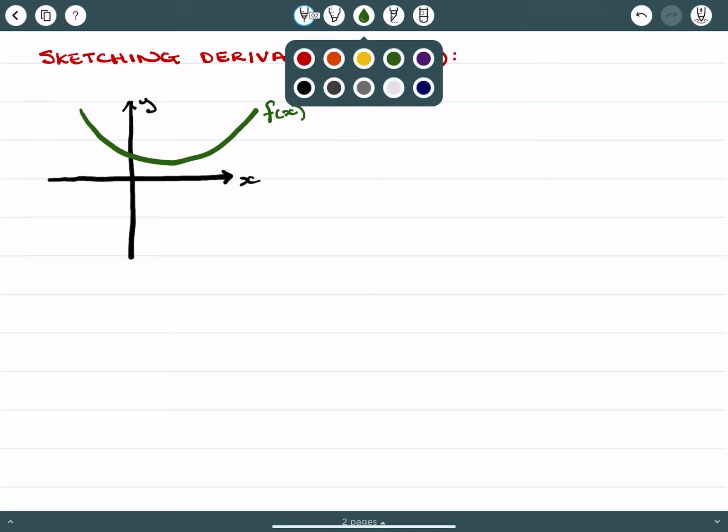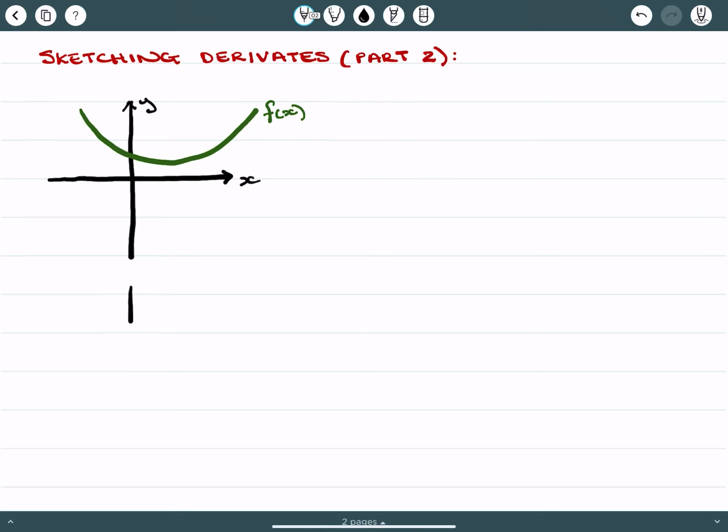And what we want to be able to do is sketch the derivative of f(x), okay? And in terms of y, we call that dy/dx. And these x values still hold. Now, what I want you to be able to understand today is how to find the turning point.